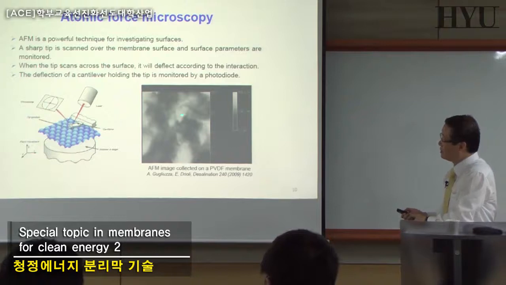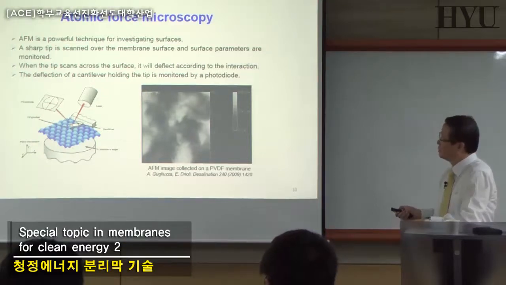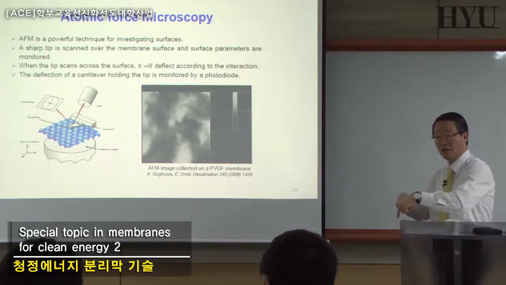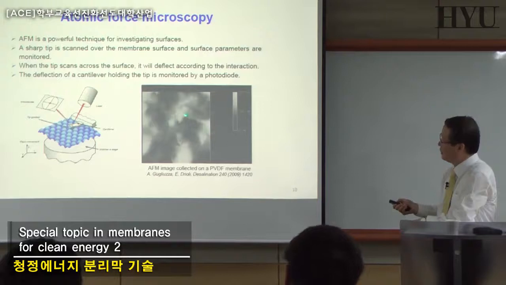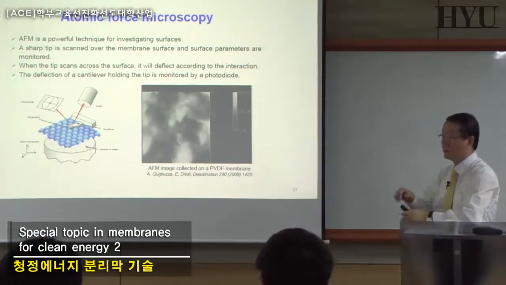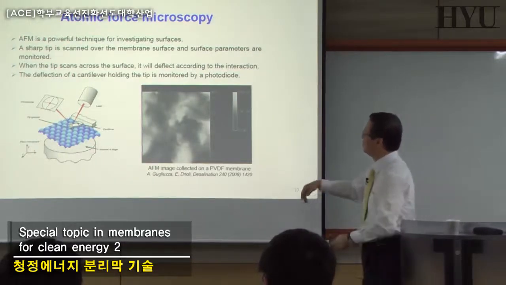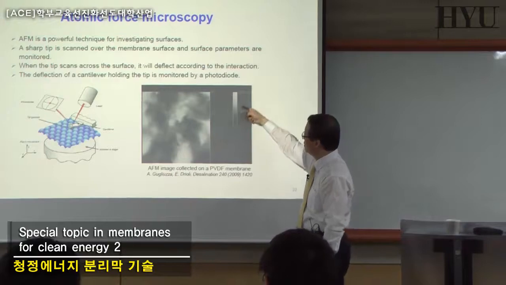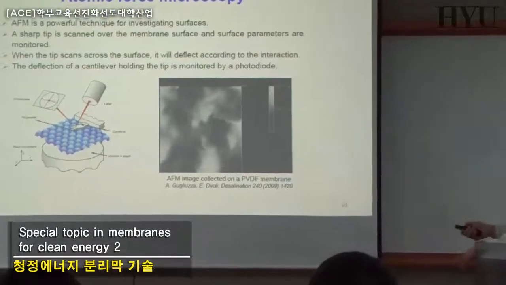So this is a typical example of the AFM. This should be in color. The dark area is usually the lower part, the valley, whereas the light area is regarded as high, the mountain. So you have mountain and valley type images, and from this scale, you can get the images.